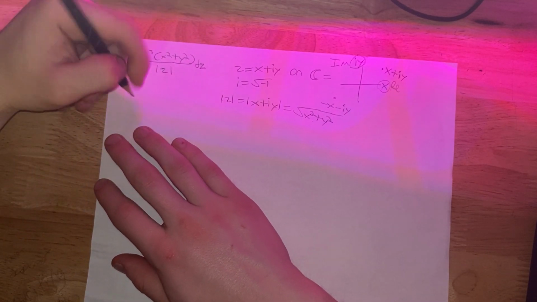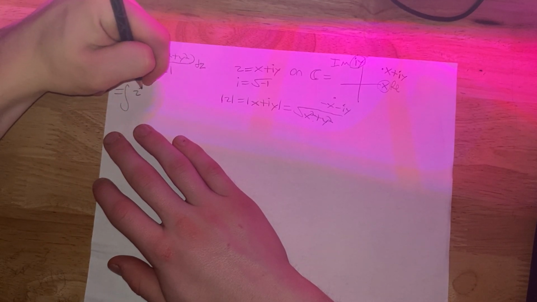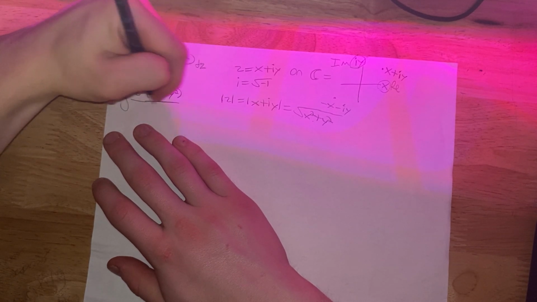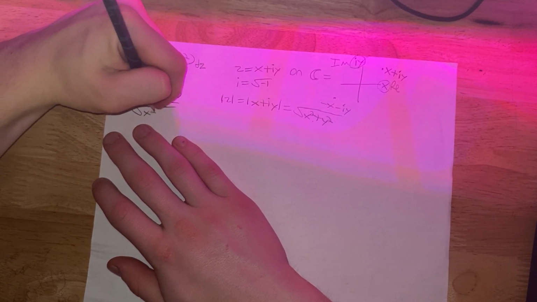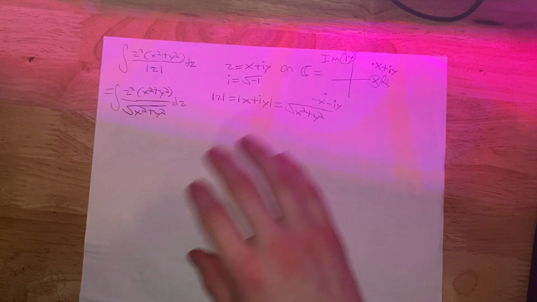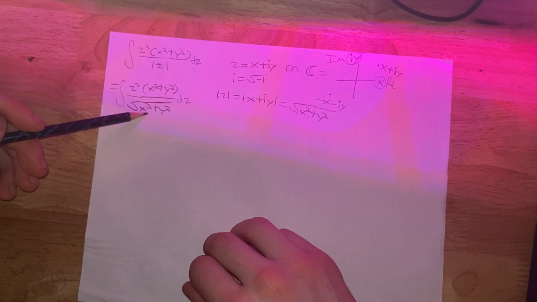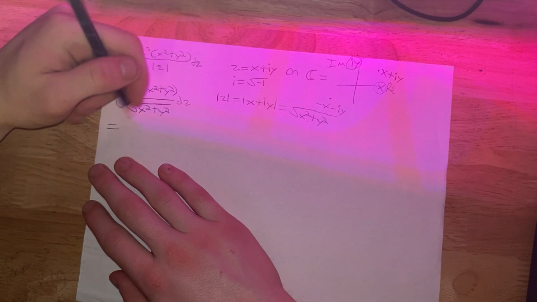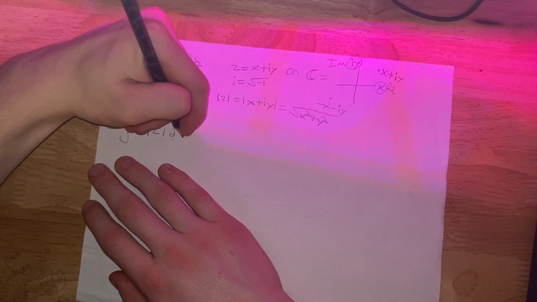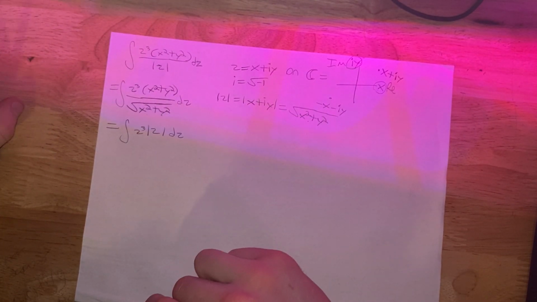So now we can say our integral is equal to the integral of z cubed times x squared plus y squared over the square root of x squared plus y squared, with respect to z. Now you see that this is the absolute value of z squared. This is the absolute value of z. So now we have the integral of z cubed times the absolute value of z with respect to z. So now where do we go from here? We have a completely complex integral.